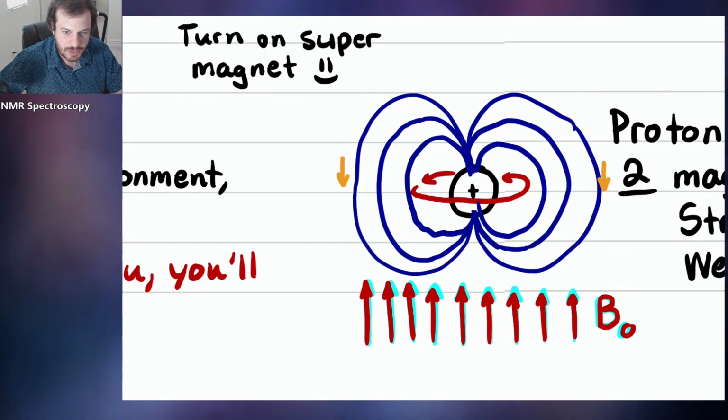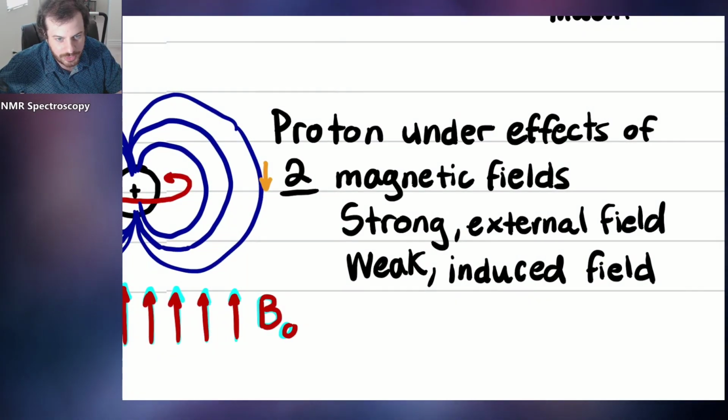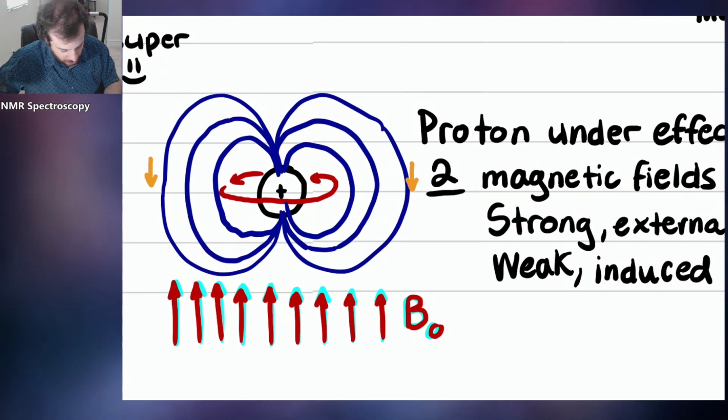Okay, so now what we see here is that the protons inside of our organic molecule are under the effects of two magnetic fields, not just one. They're under the effects of a strong magnetic field, the one that's produced by the supermagnet. And they're also under the effects of a weak magnetic field that's called the induced field, that is caused by the electrons that are orbiting the protons being affected by the strong magnetic field and creating this opposing force. Okay?